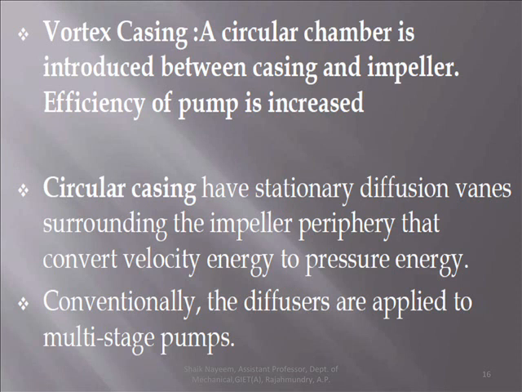Then we have the circular casing. In the circular casing, stationary diffuser vanes are arranged surrounding the impeller, such that the velocity gained by the impeller is converted into pressure energy. These stationary diffusers are used when we are going for multi-stage pumps.